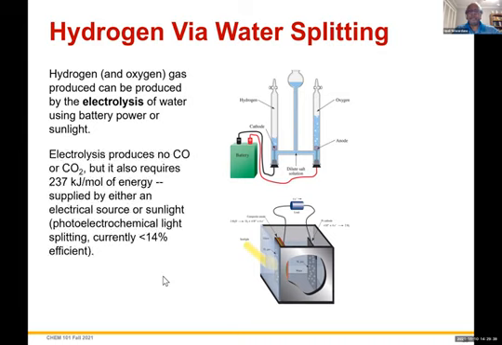Electrolysis produces no carbon monoxide or carbon dioxide, but it also requires a lot of energy. So the electrochemical source or sunlight photoelectric is only 14%. I said 20. The bottom one is only 14%. That's not high enough efficiency. But we have plenty of sunlight. If we can produce solar arrays where we collect hydrogen from splitting water into hydrogen and oxygen, that's a good thing. We need oxygen also.